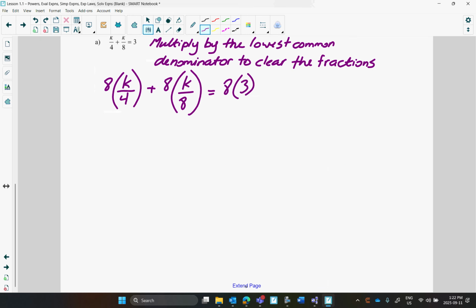Now, do we remember how to do this? Remember, we can reduce. 8's on top, 4's on the bottom. 8 divided by 4 is the same as what? 2. So isn't that the same as 2 times k? 2k. 5. 8 divided by 8 is the same as what? 1. And that's the same as 1 times k, which is just k. And 8 times 3 is 24.